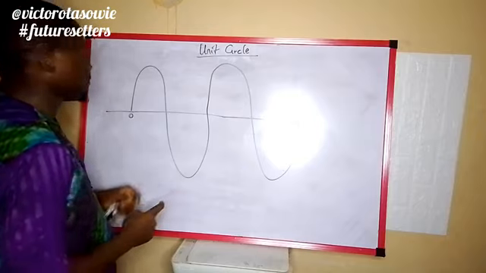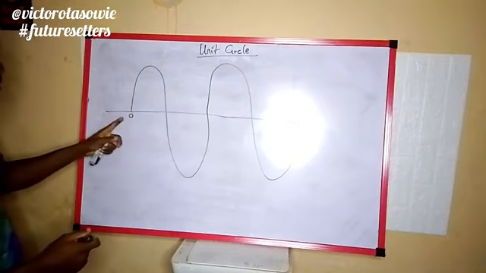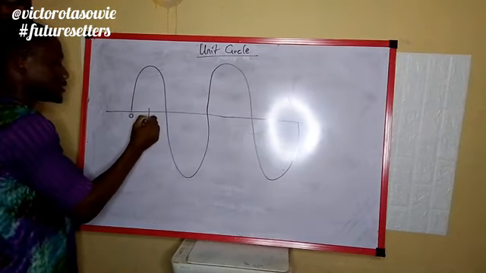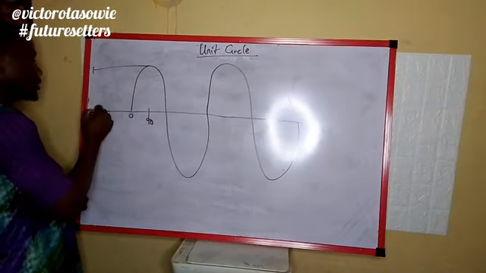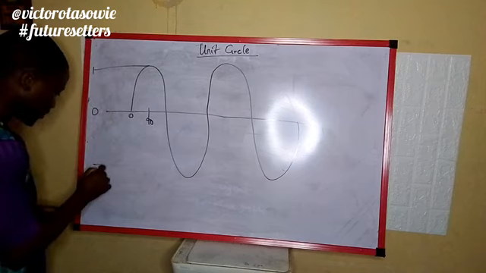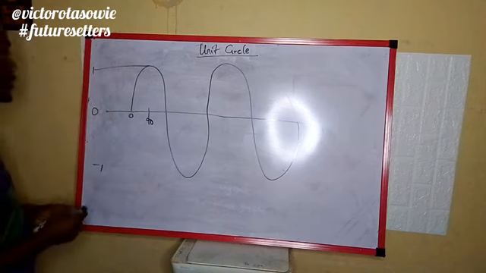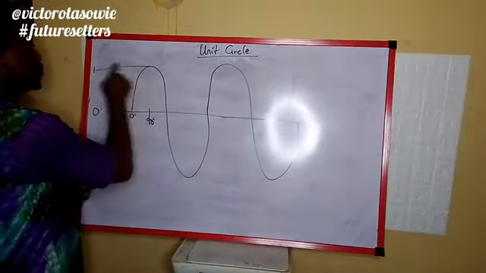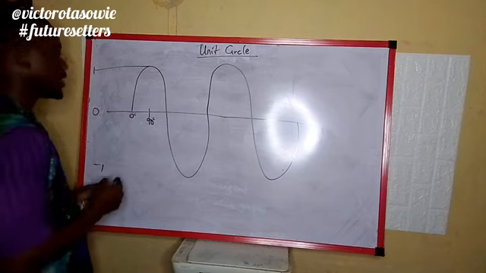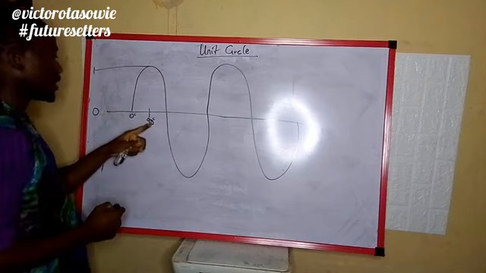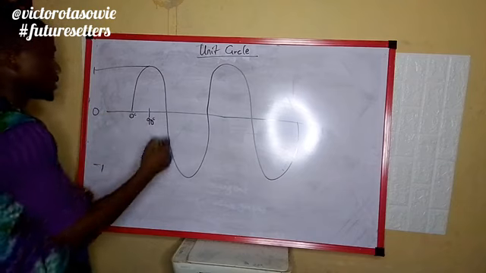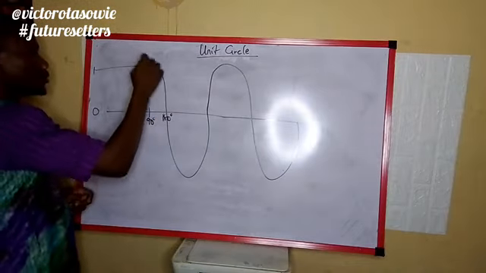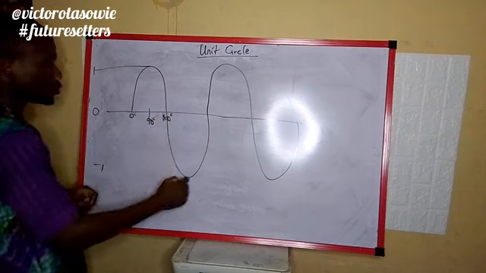The first thing you have to take note of is that sine 0 is 0. Sine 90: we'll take it like this. This is 1, this is 0, and this is minus 1. So we start. Sine 0 degrees is 0. Sine 90 degrees is 1. If you go and check your calculator, sine 0 is 0, sine 90 is 1, sine 180 is 0. So we start from 0, go to 1, go to 0, go to minus 1.